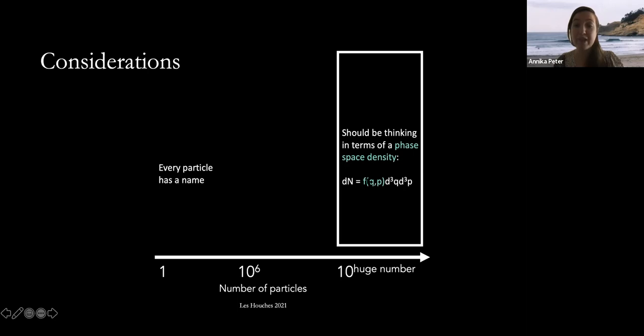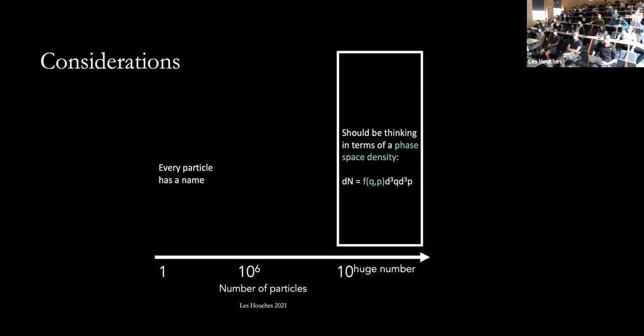Okay, so really thinking about, in this case, dN represents some number of particles in some chunk of phase space, some volume in configuration space, that's d3Q, and some volume in momentum space, d3P, where you're looking here at the phase space density f, which is the number of particles per unit configuration space volume per momentum space volume.